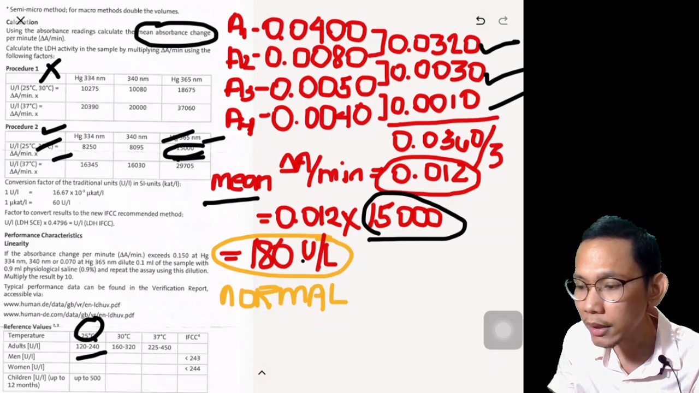Pag 30 degrees, it's around 160 to 320. For example, this temperature is around 25 degrees Celsius. The normal value for adult will be 120 to 240.